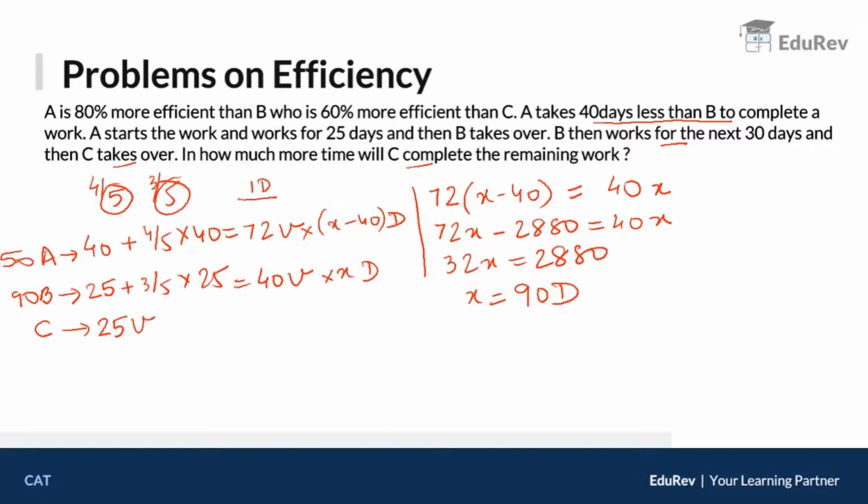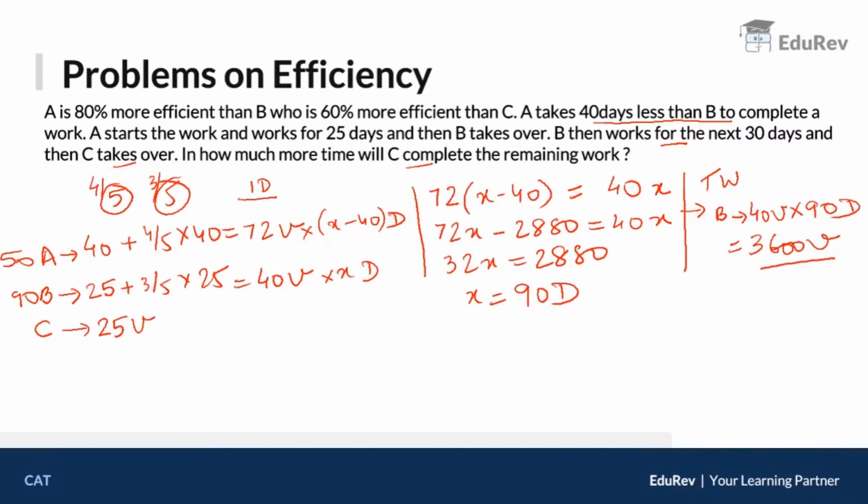Okay? Now what are they saying? A starts the work, works for 25 days. But before that, let us calculate the total work. You can take any one, A also or B also. B does 40 units in a day and has to work for 90 days. So your total work is going to be 3600 units.